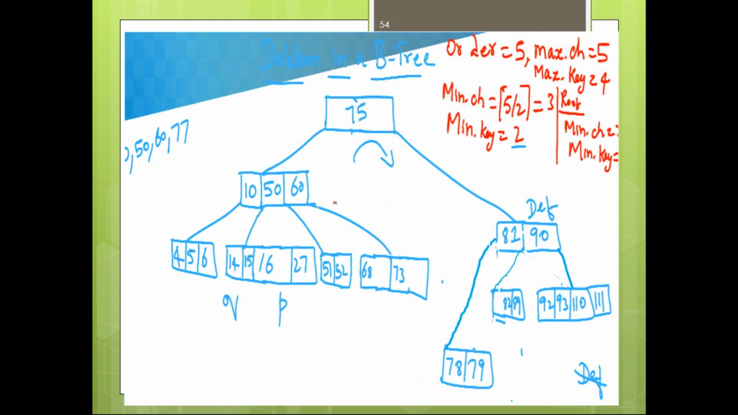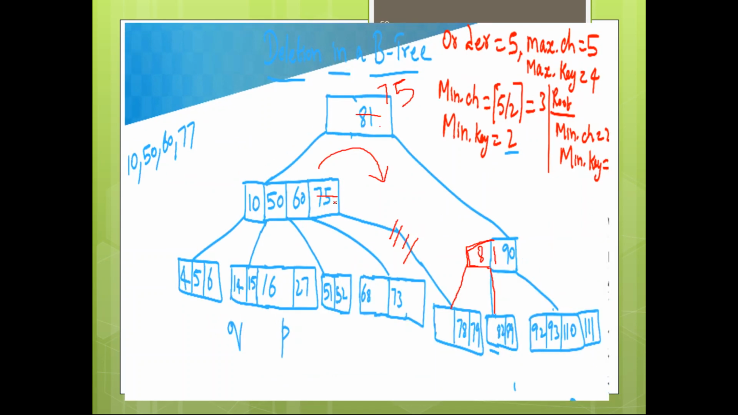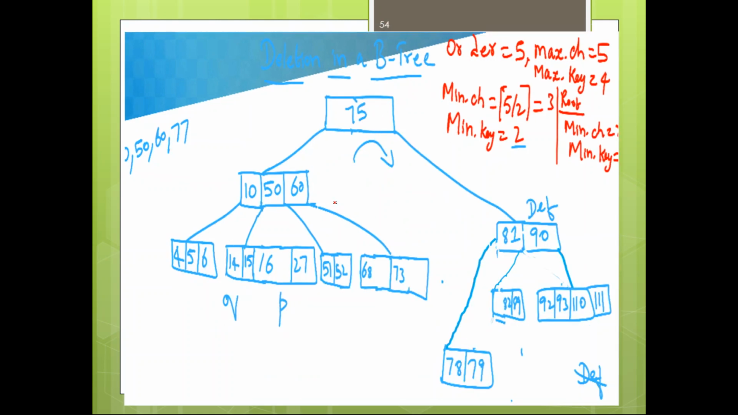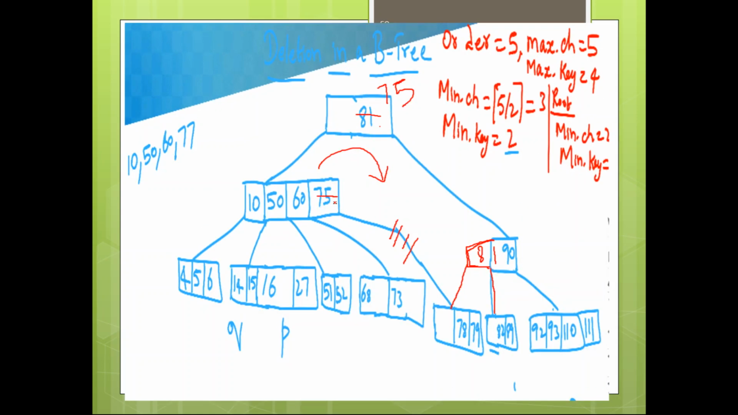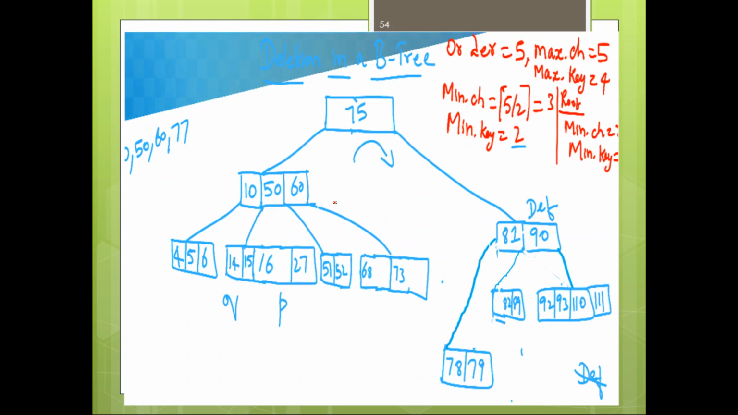You can see here what happens. 75 goes to the top, and 81 comes down. To the 81's left we have 78 and 79. 81's right we have 82, 89. 90's right we have 92, 93, 110 and 111. Okay, so this is the case after deleting which one? 100, right? Okay, next let us see how to delete 6.